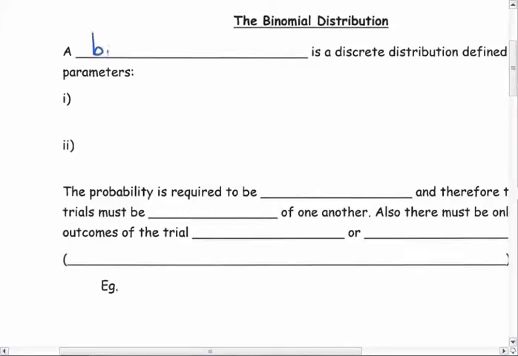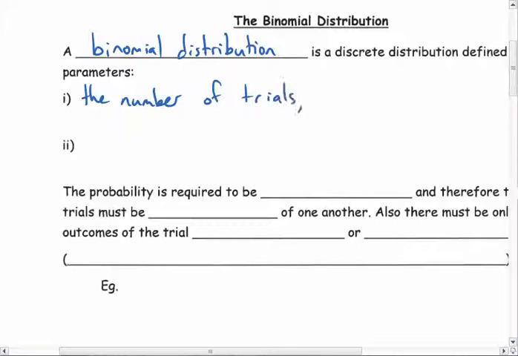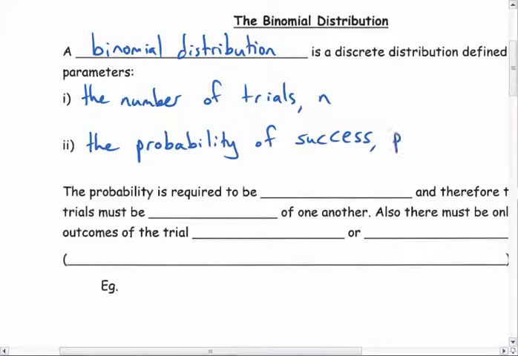So a binomial distribution is a probability distribution with two different parameters. The parameters are the number of trials, n, and the probability of success, P.